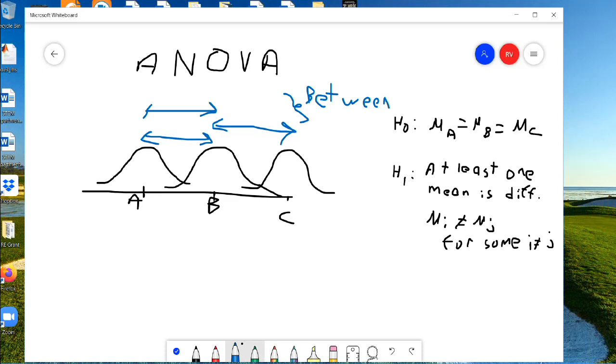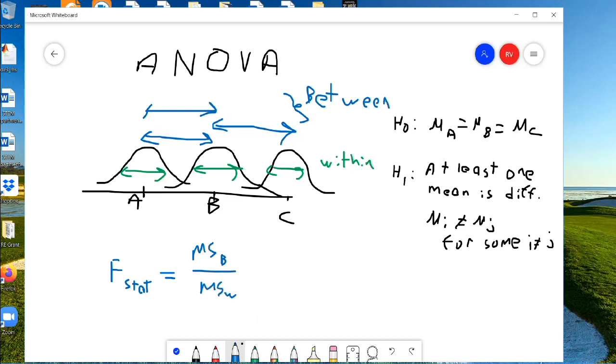And then we're going to compare that to the variance just within A, and just within B, and just within C, and combine those together to get the within group variances. So we have the between group variances and then the within group variances. And then we're going to take this ratio of the between divided by the within. Your F observed statistic is going to be the ratio of the between group variances, which is measured by the mean squares. So we call it MSB, mean squares between, divided by mean squares within. And so it's a ratio of variances, and therefore the name analysis of variance.